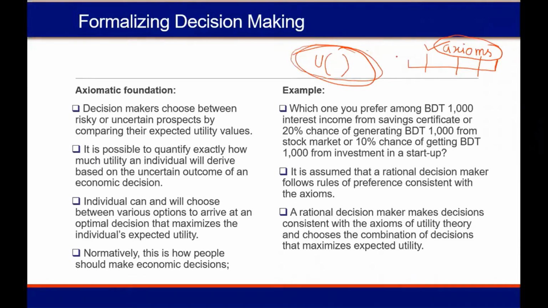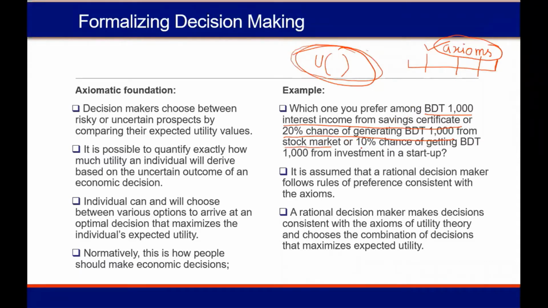So if I ask you to select an option out of three like this: you have three options. One option is you can get 1,000 taka interest income by investing in a savings certificate. There is no uncertainty associated with it. That's why I have not written a probability number here. And you have a second option, that is a 20% chance of getting 1,000 taka from a stock market investment.